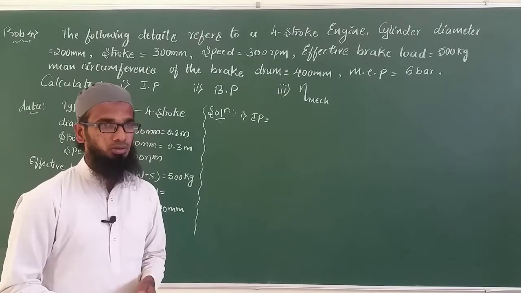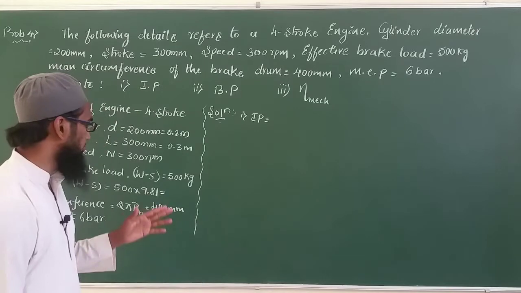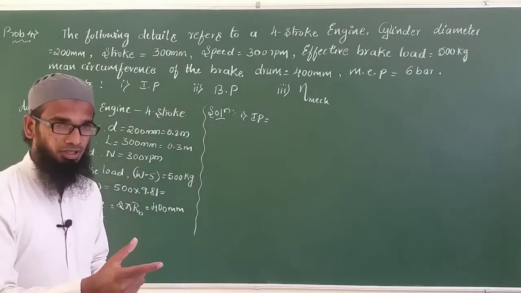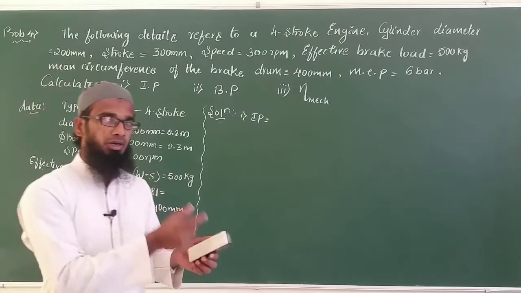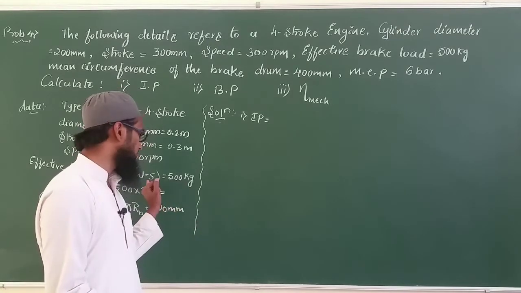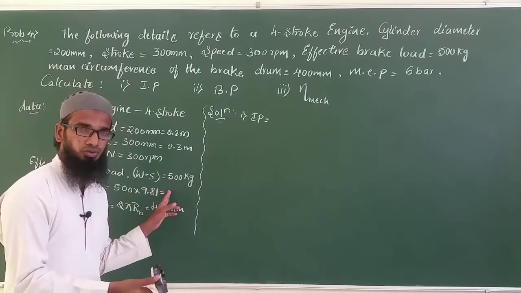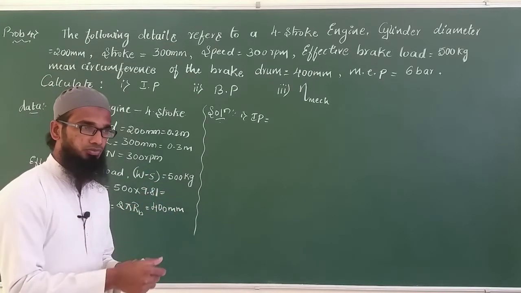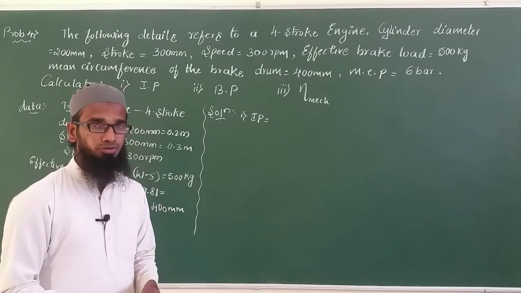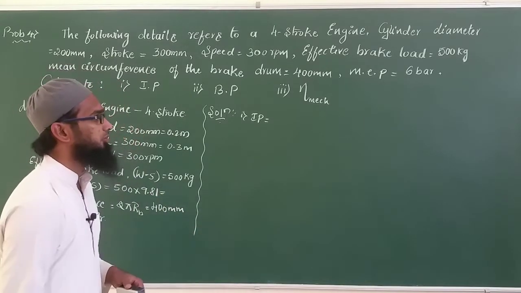Effective brake load means it gives the value of W minus S, where W indicates the dead weight and S indicates the spring balance reading. Effective means we should consider both terms, that is the W minus S value. It is useful to calculate the brake power. In that case we have to calculate the required torque, and this W minus S will help there. We'll see it later.